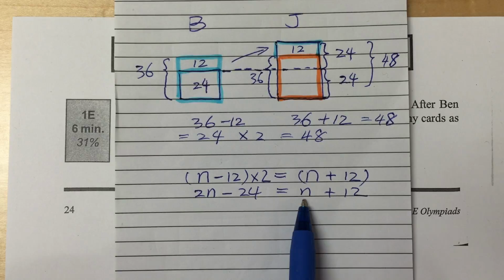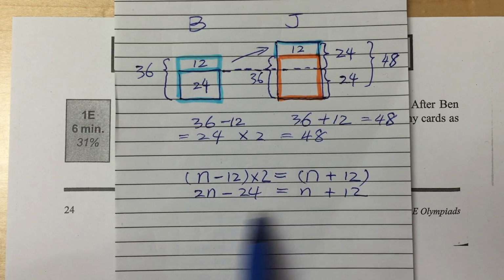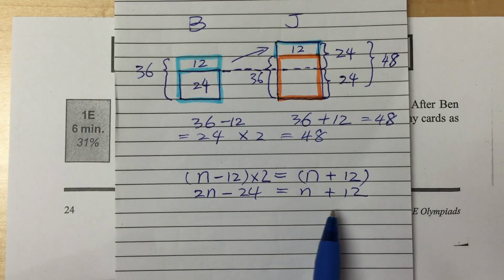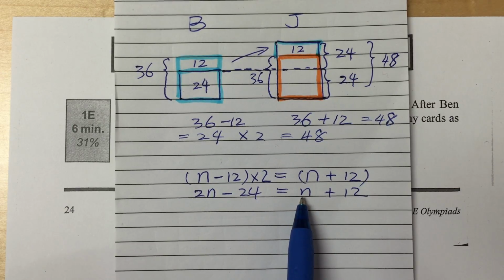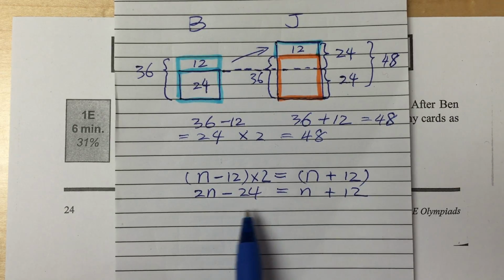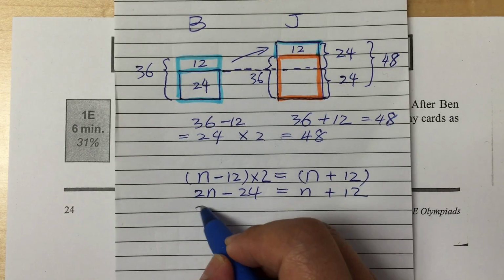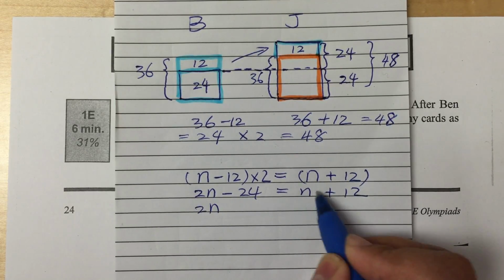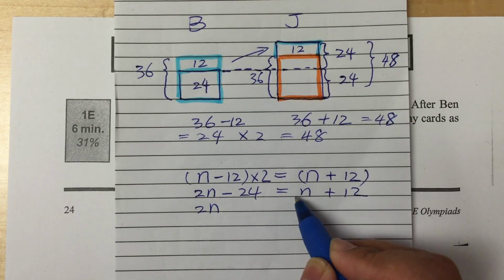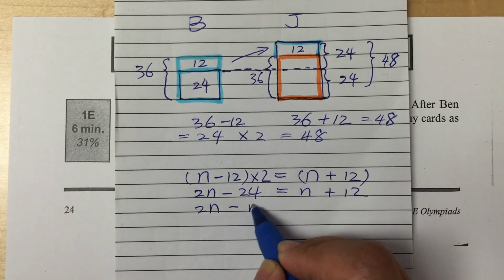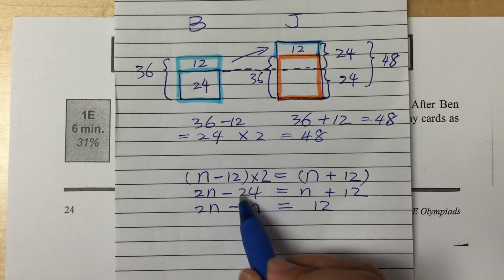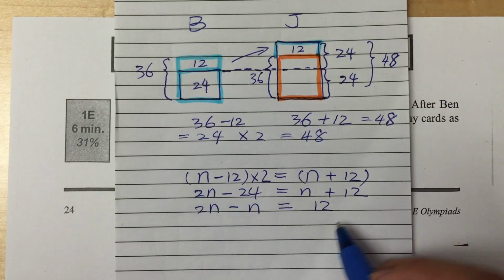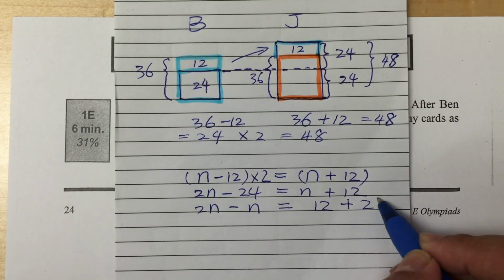And we can move the unknown number to one side and the known number to the other side. Every time you move across the equal sign, you change the sign of that number. So for example, when we move this n to the left side, the 2n remains. We move this n to the left side. Here it is positive, so we need to change the sign to negative. And here 12 remains, and we're moving this 24 to the other side. Here it is negative, so we move it to positive.